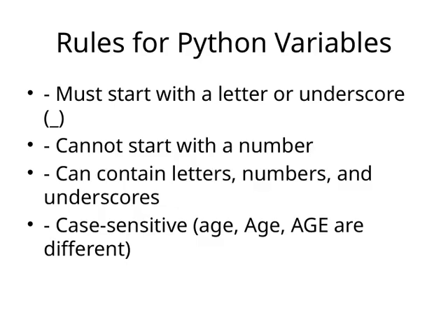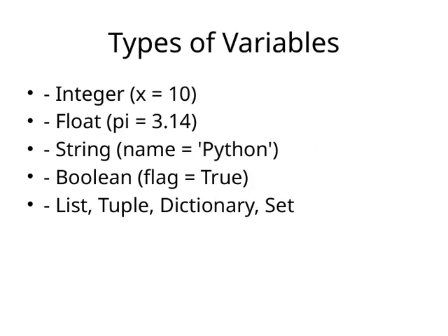Understanding these rules is essential because they form the foundation of writing clean, error-free Python code. When you follow these guidelines, your variables will be valid, easy to understand, and less prone to bugs as your programs grow more complex. Let's take a closer look at the different types of variables we encounter in programming.